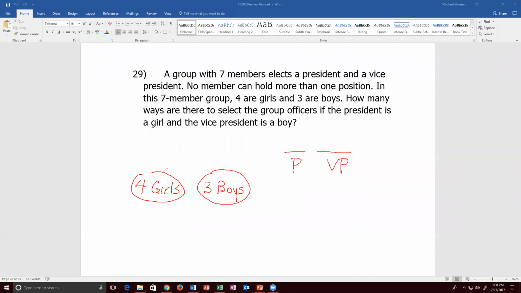If the president is a girl, well, the president's got to come from this bucket where there's 4 girls. So there's your president. And the vice president is a boy. Well, because of the fact that it's a girl, you still only have 3 boys to pick from. So you got 3. By the same process we just talked about on problem 28, we multiply the 2. We end up with 12 options for problem number 29.